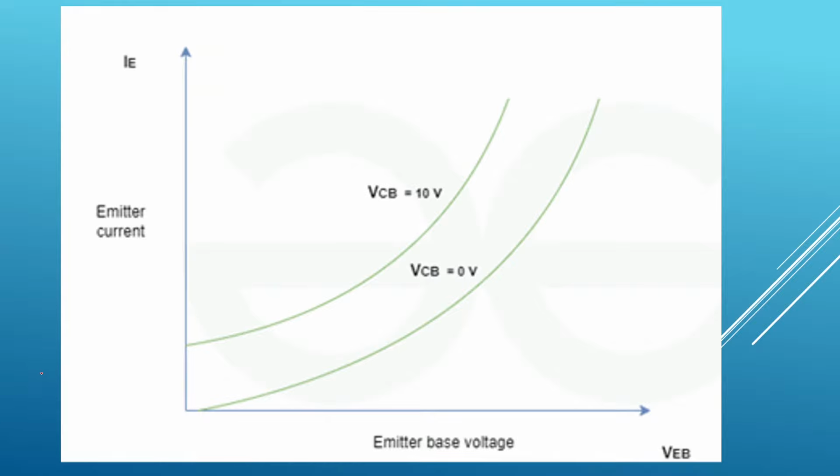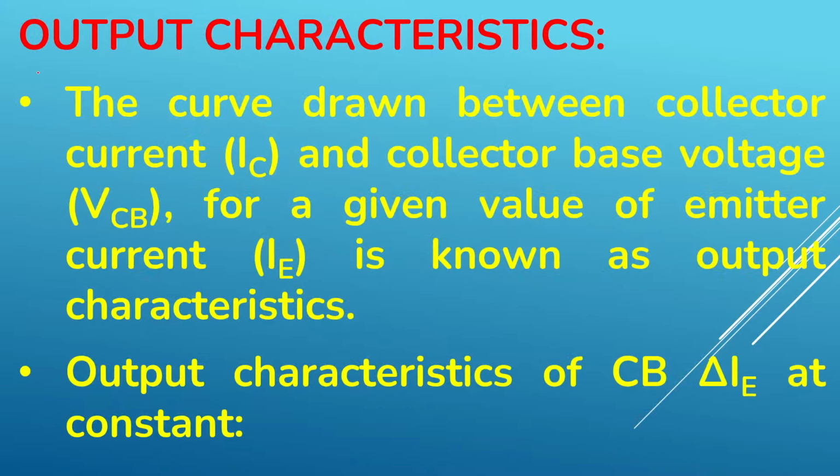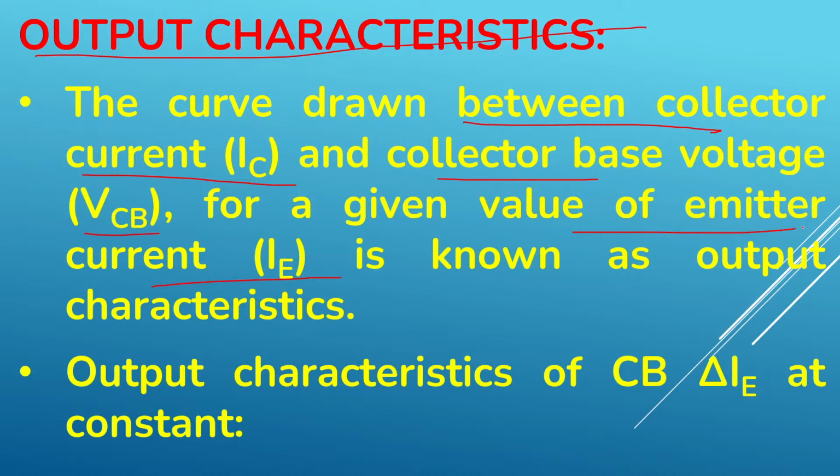So I hope you have drawn it. Now let us see the output characteristics. These are the input characteristics; now the output characteristics. Output characteristics are drawn between collector current and collector base voltage for a given IE constant, keeping emitter current constant.